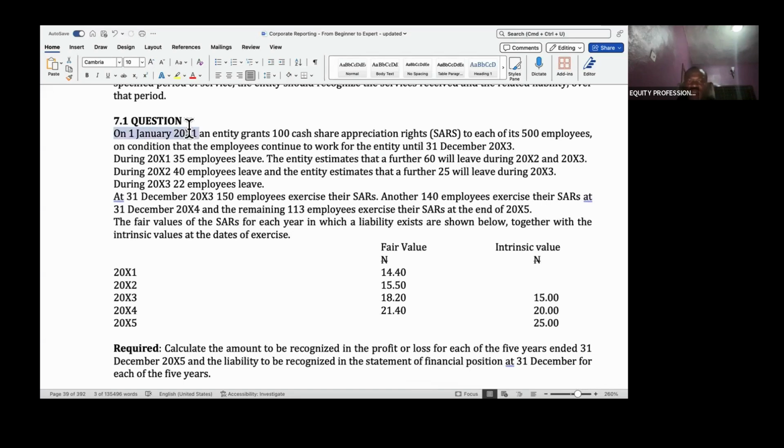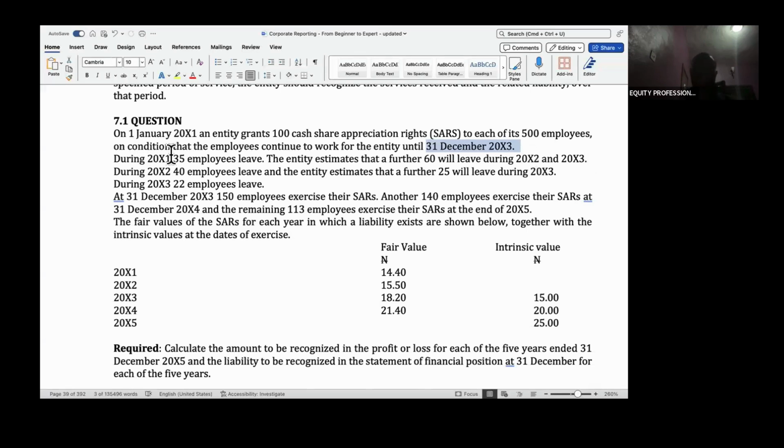It says on 1st January 2001, an entity grants 100 cash share appreciation rights to each of its 500 employees on condition that the employees continue to work for the entity until 31st December 2003. So that means this is the grant date. 100 share appreciation rights, 500 employees. And you are saying that they need to work for us till 31st December 2003. That's a 3-year vesting period: 1, 2, 3.